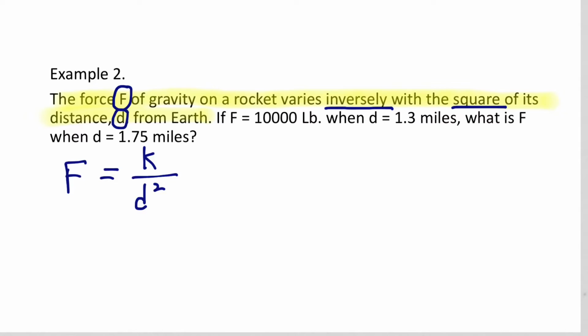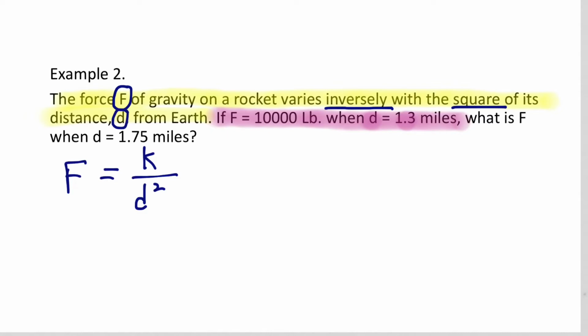Next, we look and see if we have a full set so that we can evaluate k. So a full set would mean I'd need f defined and d defined. So here it says if f is 10,000 pounds, when d is 1.3 miles. All right, the other part is the question part. What is f when d is given? So first, these are two-step problems. We need to find the k using the full set. So make sure you're taking good notes on this.